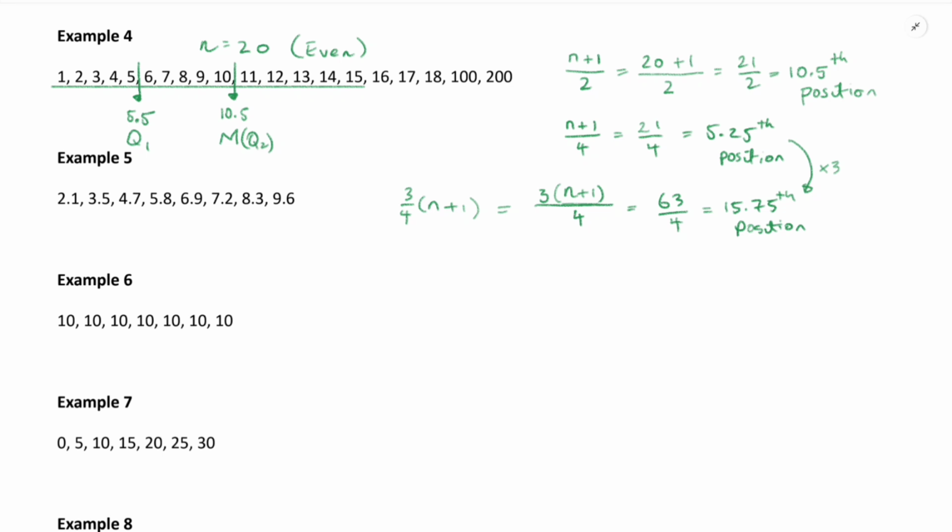Anyway, 0.75 doesn't mean you go to half. Sorry, it does mean you go to half. It doesn't mean you go to 0.75. So I'm not going to write 15.75. I'm just going to write the halfway point. That's a horrible error. 15.5. That's quartile 3. And there you have it.